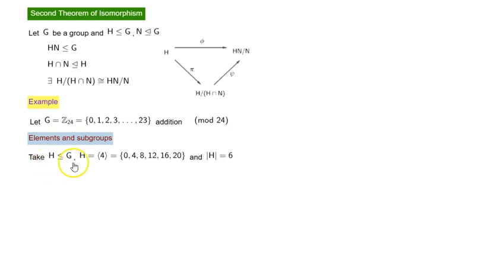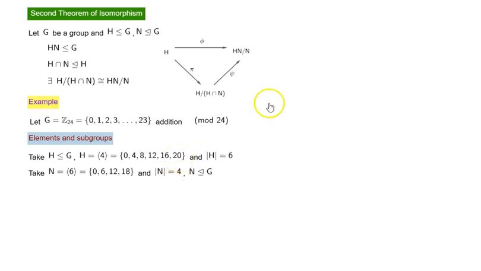Let's take a subgroup of G as H. So let's take H as the subgroup generated by 4, which is 0, 4, 8, 12, 16, 20. And the order of this is 6. Let's take a normal subgroup N generated by 6, which is equal to 0, 6, 12, and 18. And the order of this normal subgroup is 4.